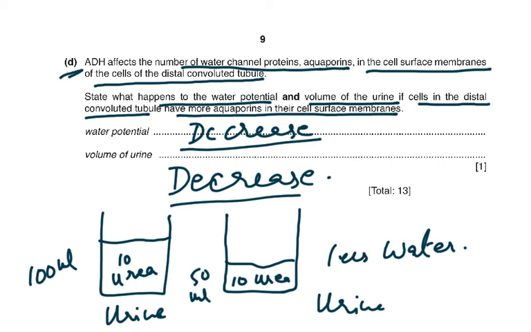But you have to understand why the water potential will decrease. Of course, when you remove the water, it becomes a very concentrated solution. You haven't removed the urea. The urea is the same amount, but now the water is less. So it's a very concentrated solution, so there are fewer free water molecules. That is why the water potential will decrease.